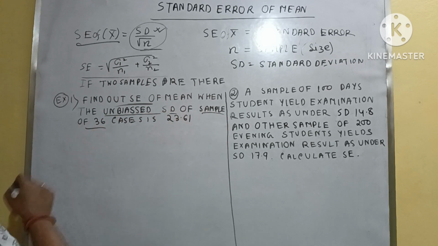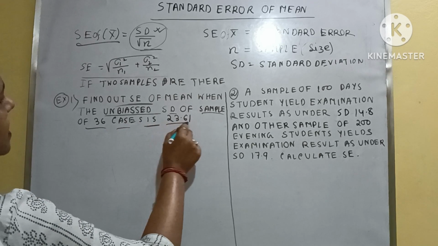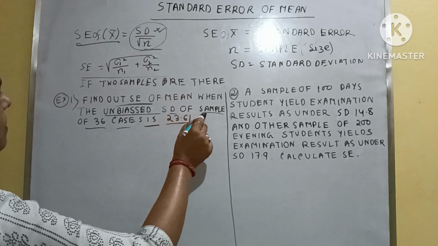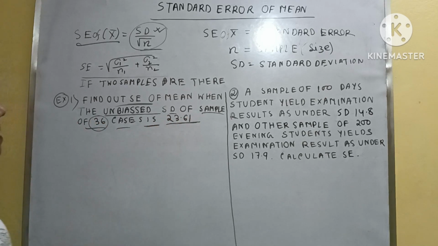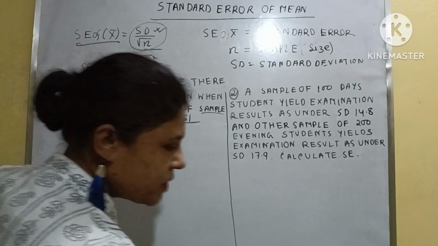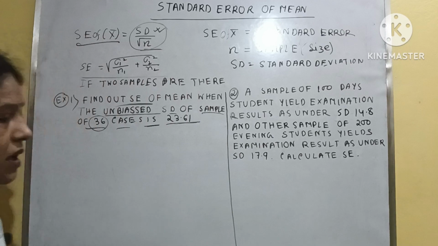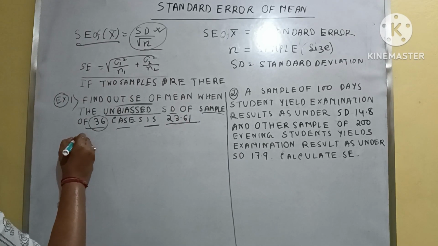sample of 36 cases is 23.61. Okay, so SD is 23.61. Clear?